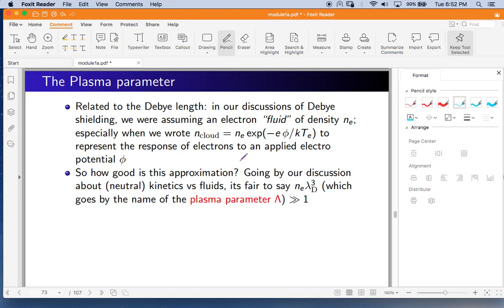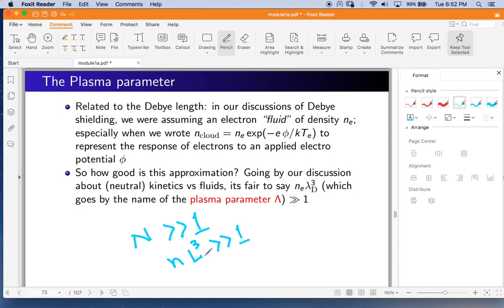Going by our discussion of neutral kinetics versus fluids, the discussion of neutral fluids that we did in lecture 2, we essentially said that if the number of particles in some macroscopic volume is much larger than 1, then it's okay to call it a fluid, that is, some kind of number density times some kind of L cubed.